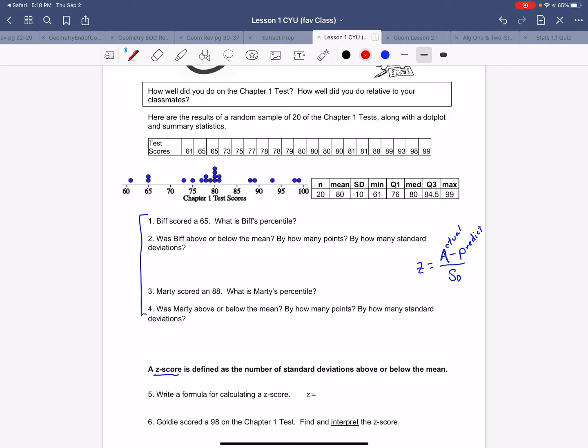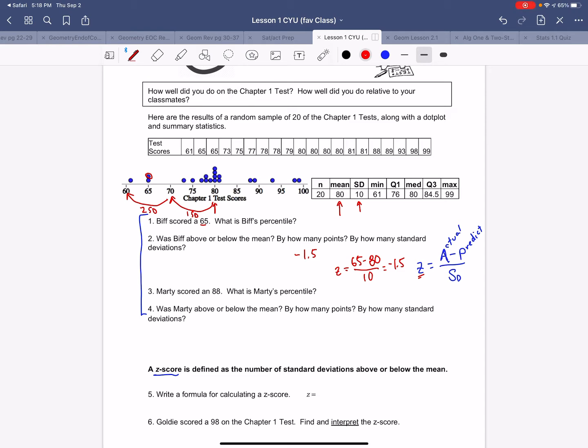So we looked at Biff's score of a 65, and we saw if the mean was 80 and the standard deviation is 10, then this is 1 standard deviation below the mean, and that would be 2 standard deviations below the mean. So it makes sense that Biff is 1.5 below the mean. And that's actually what z-score means. Z is, if we took his actual score, 65, and subtracted it from the mean score of 80 and put that over the standard deviation that's 10, we end up getting negative 1.5.